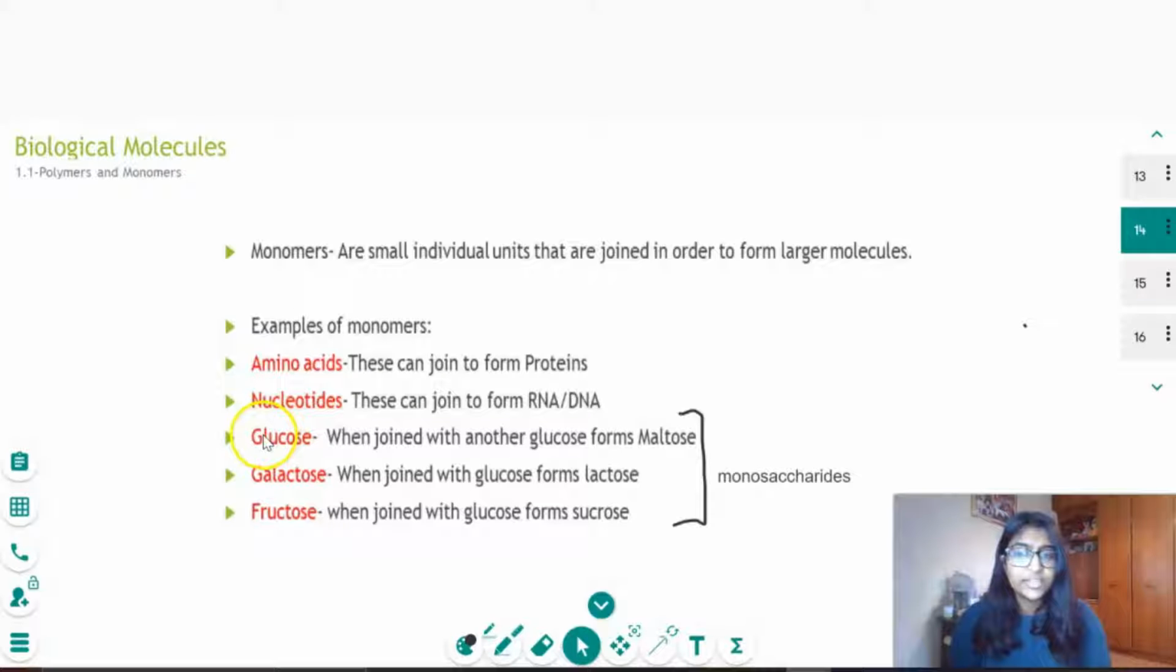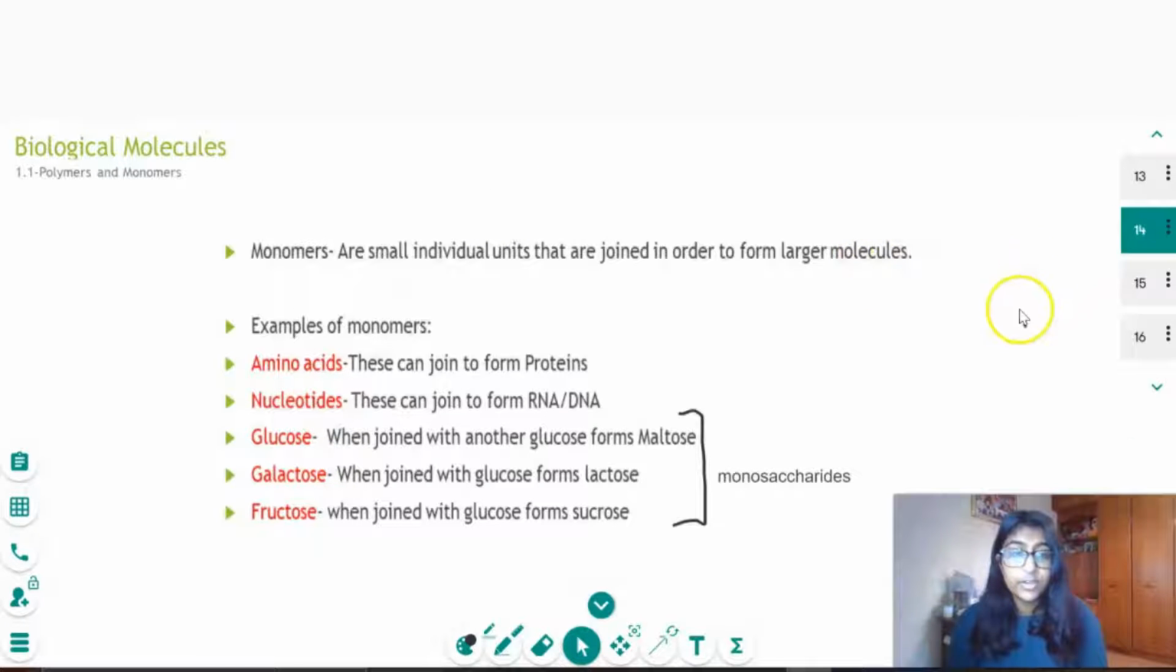Now let's look at these three. We've got glucose, galactose, and fructose. And these are a bit special because they're grouped together, and they can be referred to as monosaccharides. These are the monosaccharides. So glucose, when joined with another glucose, can form maltose. And galactose, when joined with glucose, forms lactose, and when fructose is joined with another glucose, it can form sucrose.